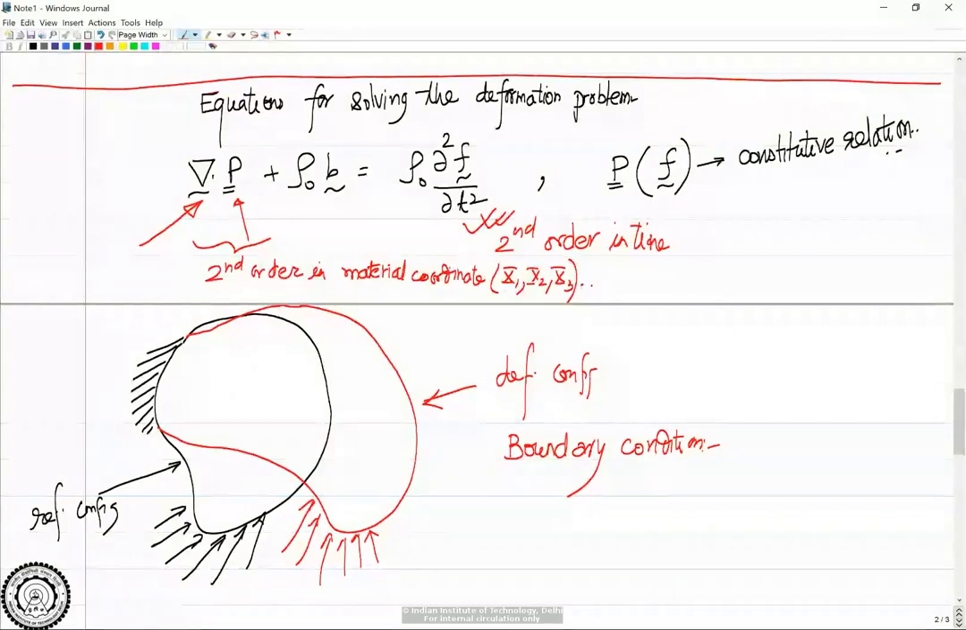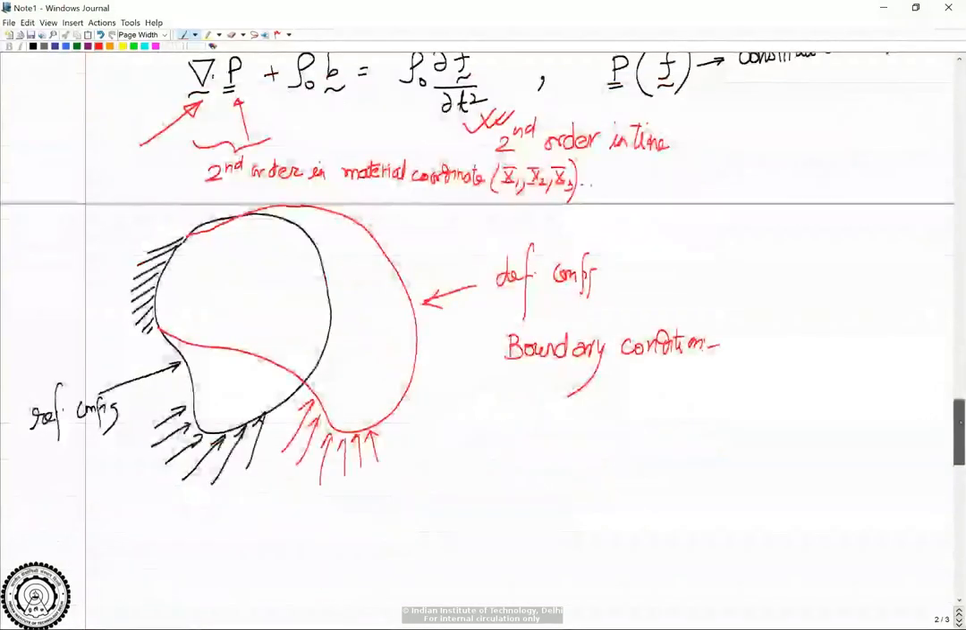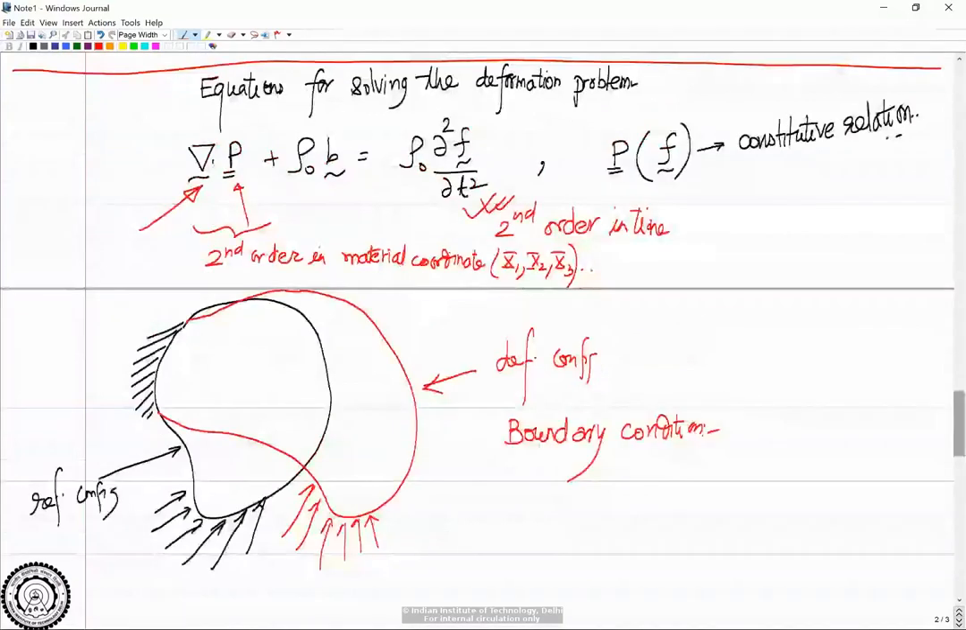Okay. And you can remember, we were talking about higher gradient elasticity, where your energy was also depending on higher gradient of small f. So if that is the case, then this can become third order in material coordinates big X1, big X2, big X3. Okay, but for usual elasticity, it is second order in the material coordinates. So that's about the equation.